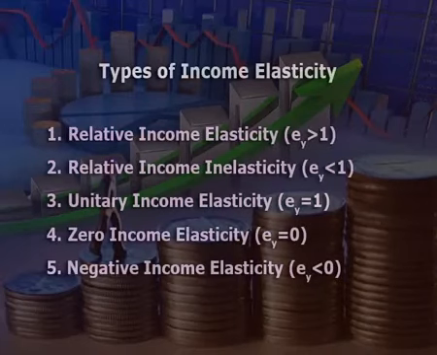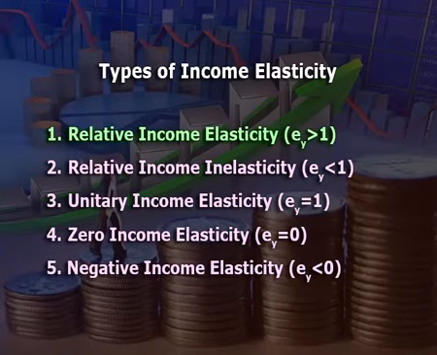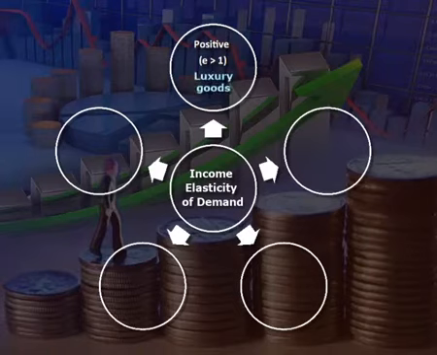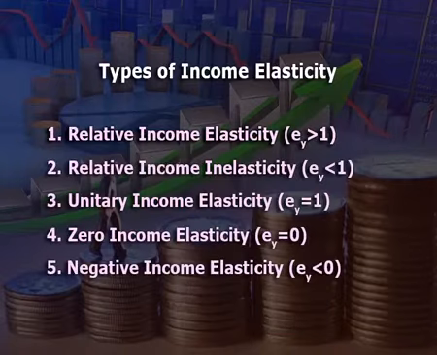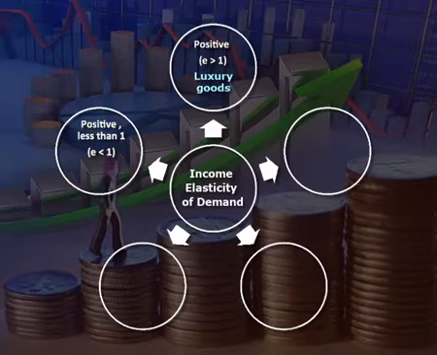Moving further with types of income elasticities. First is, if relative income elasticity, that is EY, is greater than 1, an increase in income leads to a more than proportionate increase in quantity demanded. Such goods are luxuries like TV, AC, automobiles, etc. Second is relative income elasticity less than 1. It means an increase in income leads to a less than proportionate increase in quantity demanded. Such goods are necessaries required for basic survival.